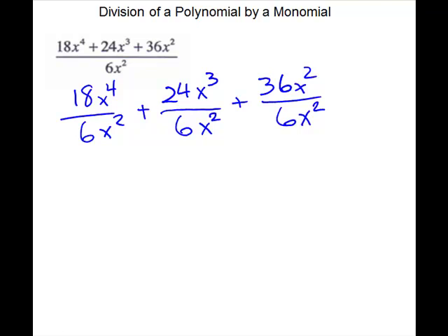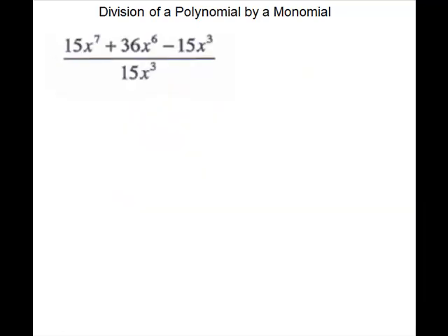For our first one, 6 will go into 18 evenly. It will go 3 times, so we just reduce or divide there. Subtract on the exponents. Next one, 6 will go into 24 4 times. Subtract on your exponents. And last, 6 will go into 36 6 times. The x squareds will cancel.